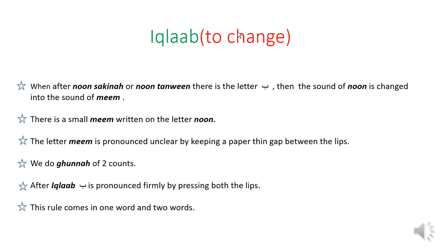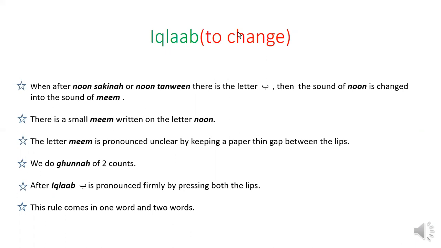Like if there is a Noon, we do not have to pronounce the Noon. We have to pronounce Meen instead of the Noon. This is Iqlab. And while doing that, we have to do Gunna for 2 counts.